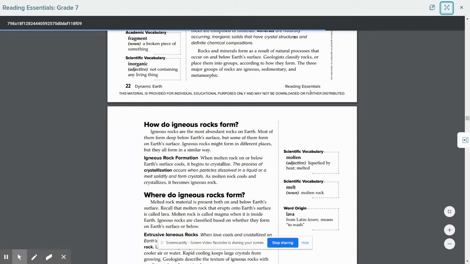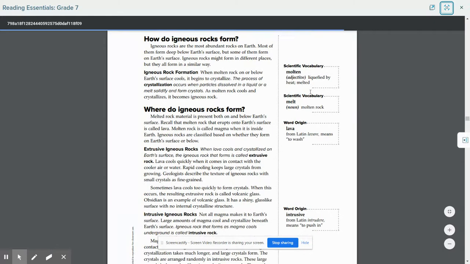Igneous rock formation. When molten rock on or below Earth's surface cools, it begins to crystallize. The process of crystallization occurs when the particles dissolved in a liquid or a melt solidify and form crystals. As molten rock cools and crystallizes, it becomes igneous rock.